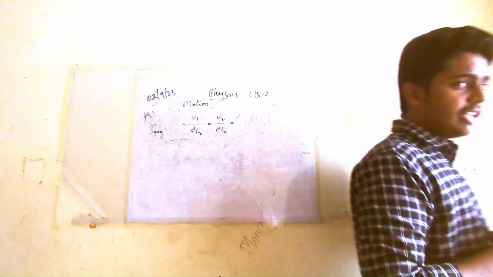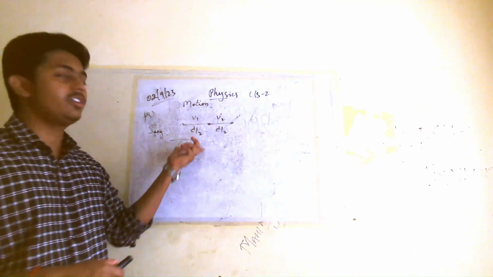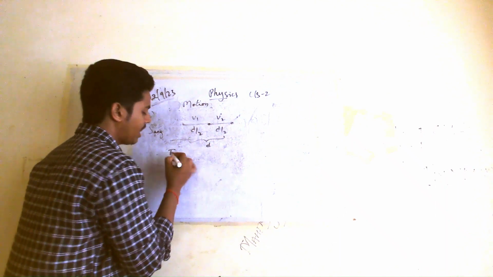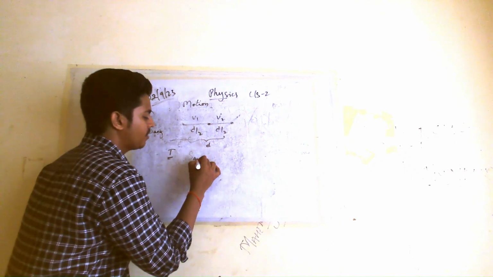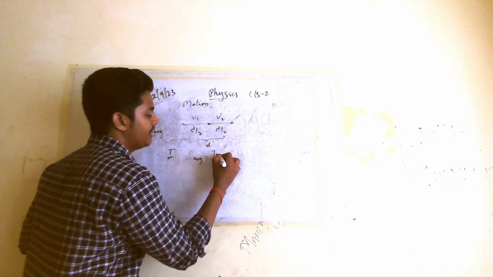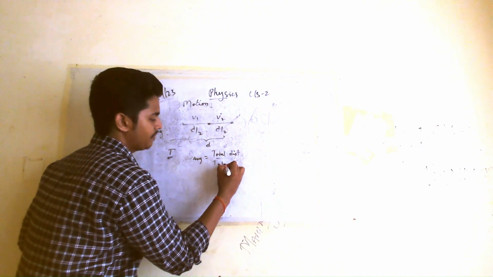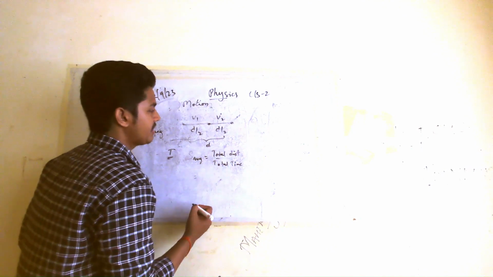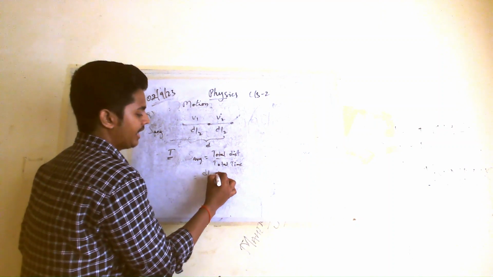But the thing is, there we had t by 2 time, but here d by 2 distance. The total distance is d. Let's say total time is t. Okay, let's find out the average speed. We know average speed is equal to total distance by total time. Yes, I hope you are clear with this up to now. Total distance is, first this distance d by 2 plus d by 2.